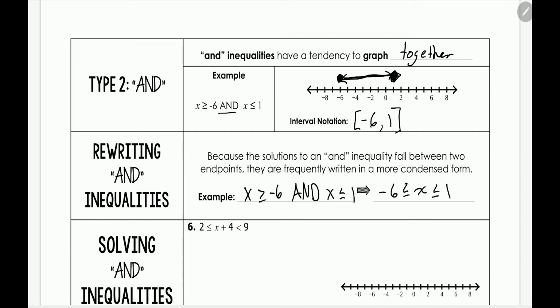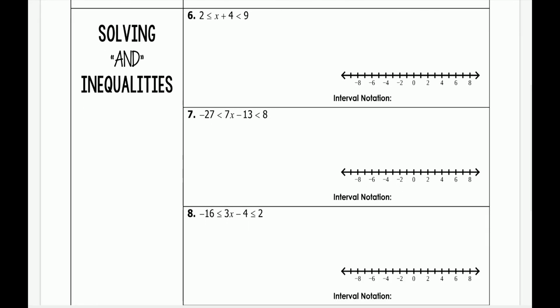Okay? So let's move on to number 6. As you can see, there's that form again. So what we have to do is start solving this. So whenever we start solving, basically you're going to imagine that these two symbols are equal signs, and you're going to solve whatever's in the middle. So since we have x plus 4, we have to subtract 4 to both sides, in this case to all three sides, if that makes sense. So we have 2 minus 4, which is -2, less than or equal to x, less than 9 minus 4, which is 5.